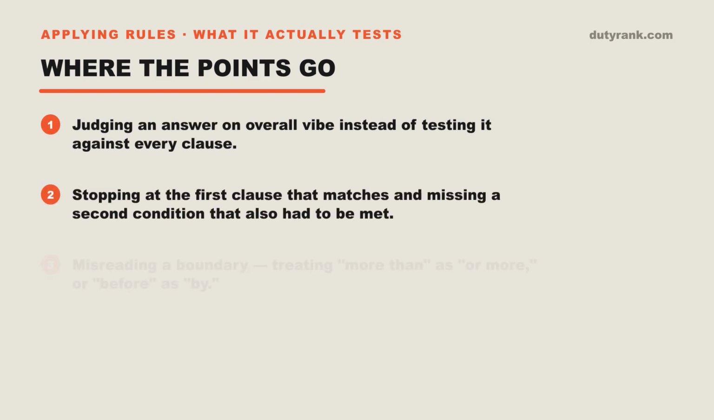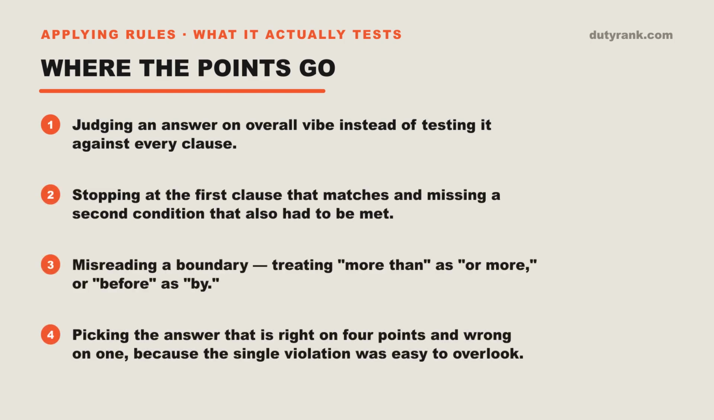Now the other half, and it is the half most people skip. These are the 4 ways this ability is actually lost, not by not knowing, but by answering the question next to the one on the page. First, judging an answer on overall vibe instead of testing it against every clause. Second, stopping at the first clause that matches and missing a second condition that also had to be met. Third, misreading a boundary, treating "more than" as "or more," or "before" as "by." Fourth, picking the answer that is right on 4 points and wrong on 1, because the single violation was easy to overlook.